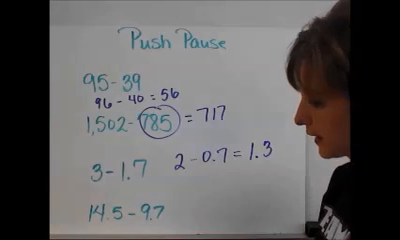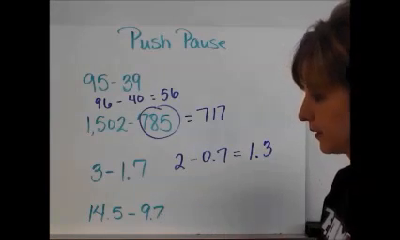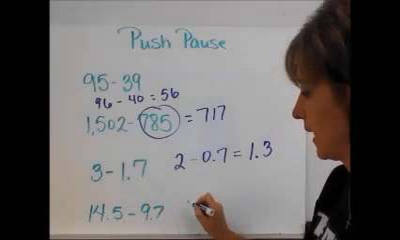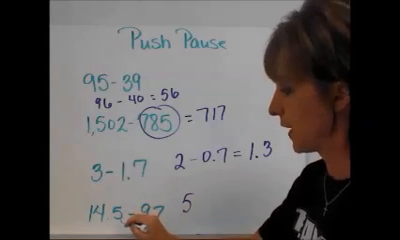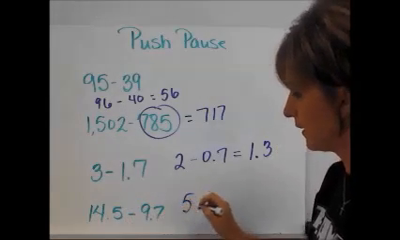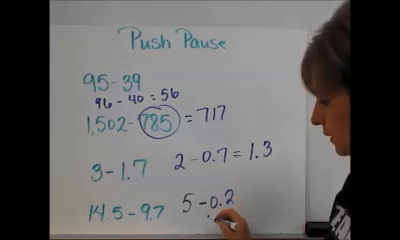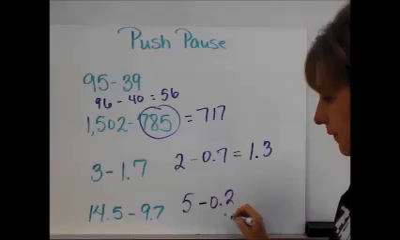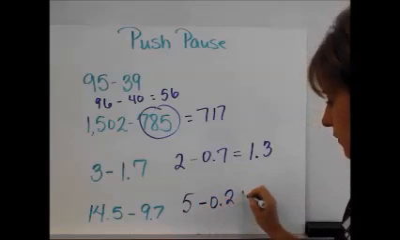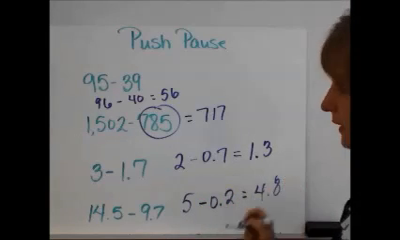Finally, 14 and 5/10 minus 9 and 7/10. 14 minus 9 is 5, and 5/10 minus 7/10 is negative 2/10. Or simply, I still owe you 2/10, and 5 minus 2/10 is 4 and 8/10.